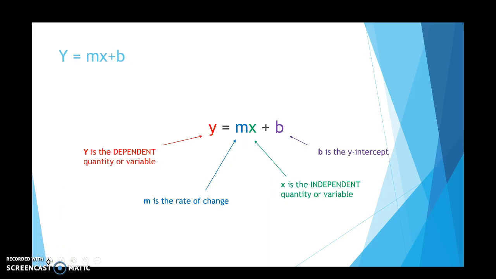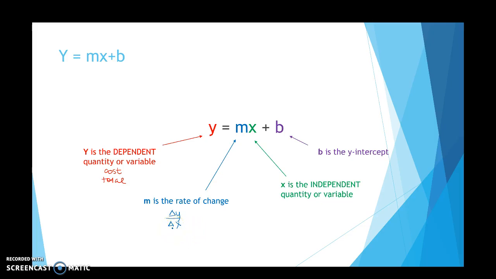So let's take a look at y = mx + b. y, like we said, is going to be the dependent quantity. So we usually see it as the cost or the total. And then m is our rate of change. So rate of change is change in y over change in x. So think about the word change.